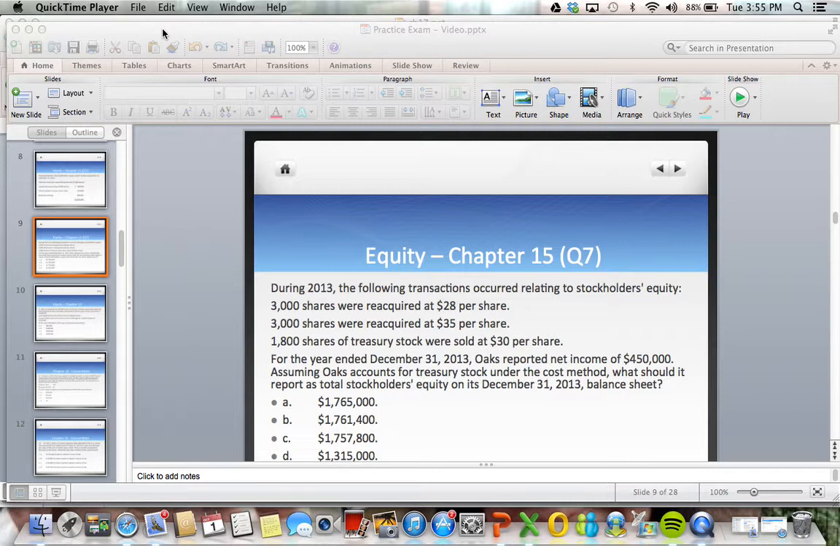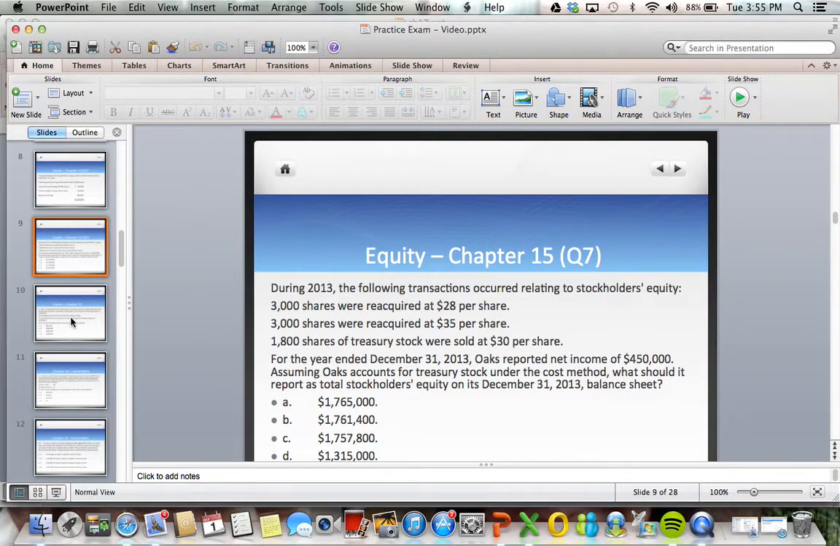They reacquired 3,000 shares at 28, reacquired 3,000 shares at 35, and then 1,800 shares of treasury stock were sold at 30 a share. For the year ended December 31, 2013, they also reported income of 450,000. So assuming the treasury stock is being accounted for under the cost method, what should it report as total stockholders' equity on the December 31 balance sheet, right?